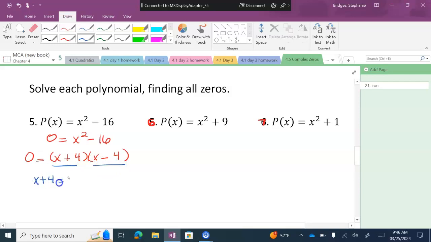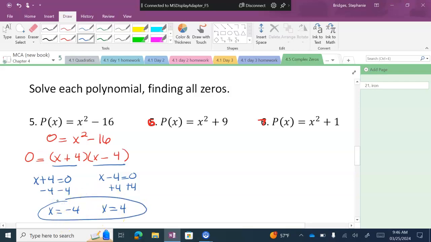So then what we do is we just take each factor, we set it equal to 0 and we solve. We've done this all before. We factored and solved before. We're going to take and solve each one of these for x, and we're going to get 2 answers. Are we supposed to have 2 answers here? Yes. And what are my 2 answers? -4 and +4. That's fine.